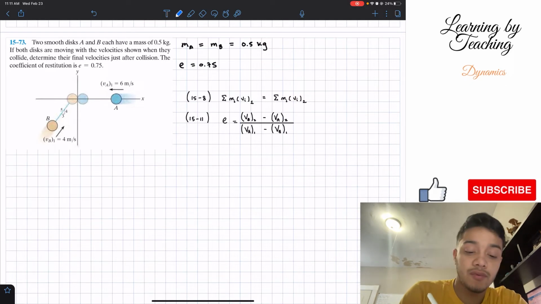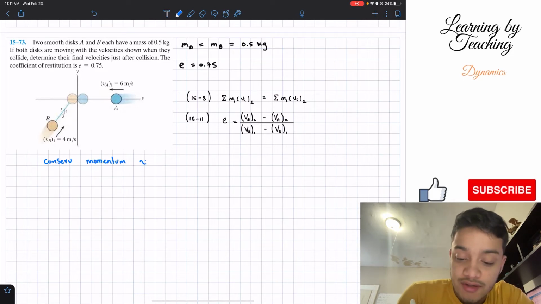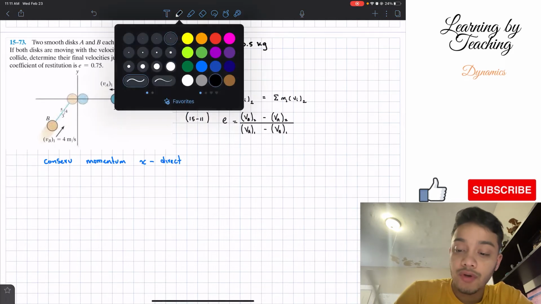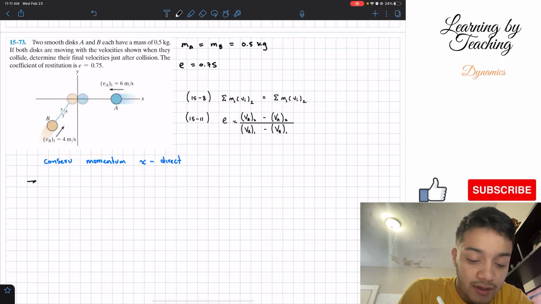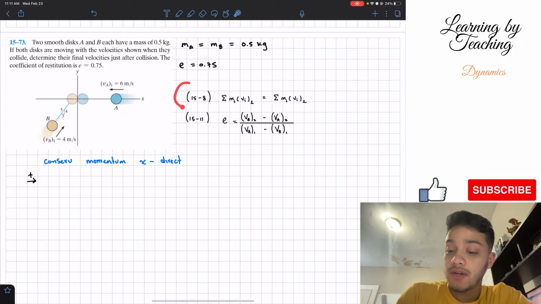So we're going to start with the conservation of momentum only in the x direction. So we're focusing on the x direction. We're going to assume that going to the right is positive. And what do we have? Well, this is our equation over here.